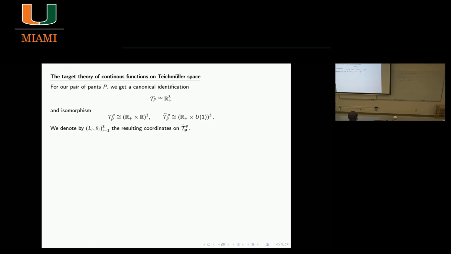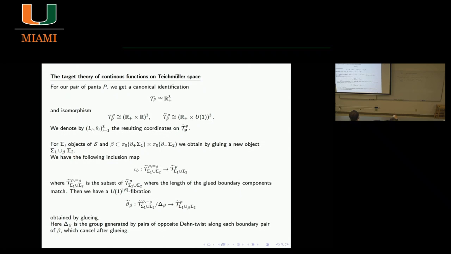So for a pair of pants, what's the Teichmüller space? Well, the usual Teichmüller space is just R plus to the 3, the lengths of the geodesics of the boundaries, right? But in this version I'm working with, when you're looking at the initial one that I defined just before, it's R plus cross R because there's a twist parameter at each of the boundaries. And then if I divide by the boundary parallel Dehn twist, I get this space. And so the coordinates on the space here I call L_i, theta_i by analogy with Fenchel-Nielsen coordinates. Okay. And so now what I want to do is show you the gluing maps.